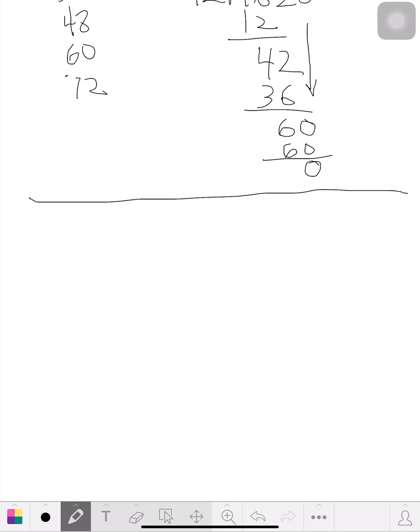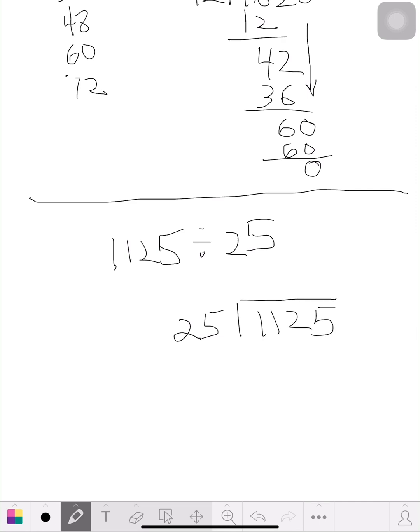Okay, let's do another one, okay? This one's going to be 1125 divided by 25, okay? Now on the side here, let's rewrite this. So we got 25 divided by 1125, okay? Now on the side, let's write the 25s. 25 plus 25 is 50, plus 25 is 75, plus 25 is 100, plus another 25 is 125, plus another 25 is 150. That's probably about as high as I got to write. If I have to write further, I will.